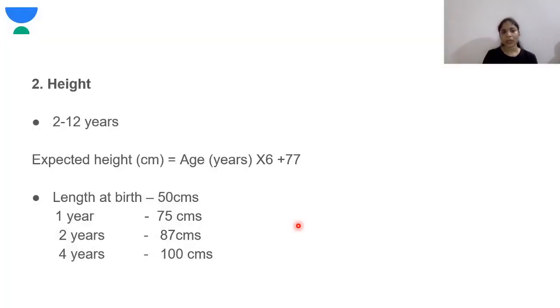Another thing you have to keep in mind is how the normal average growth happens. At birth, the average length of a child is 50 centimeters, and at 1 year it becomes 75 centimeters. You should keep this in mind; a lot of questions come from this. At 2 years it is 87 centimeters, and at 4 years it is 100 centimeters. So the length, which is 50 centimeters at birth, doubles at 4 years.